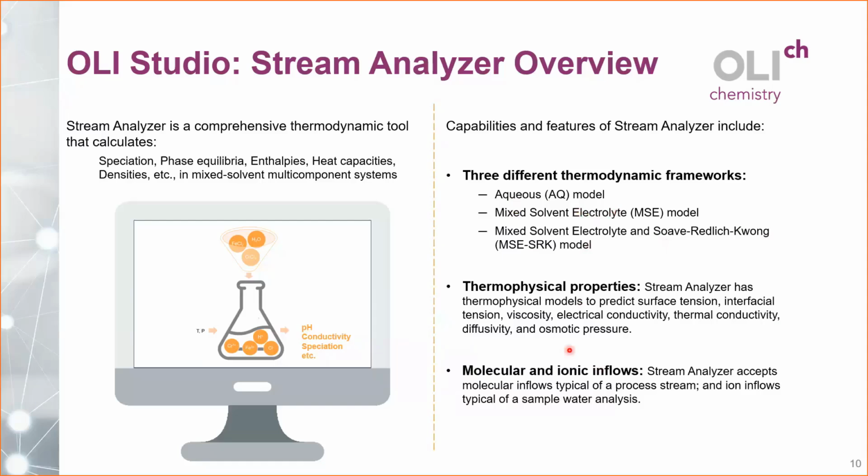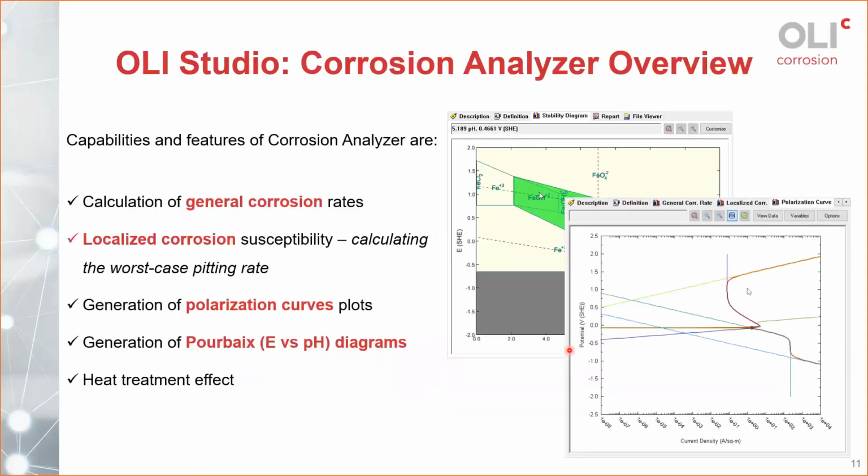Then we will learn how to calculate the general corrosion rates and the localized corrosion susceptibility. Then we will learn how to interpret these polarization curves and how to interpret these Pourbaix diagrams that the software calculates for us.